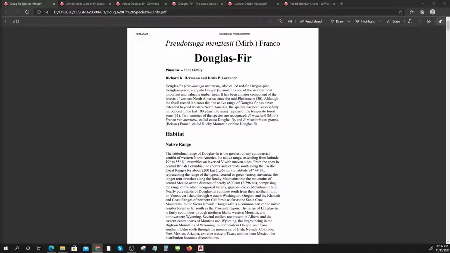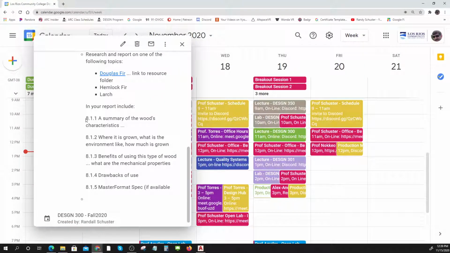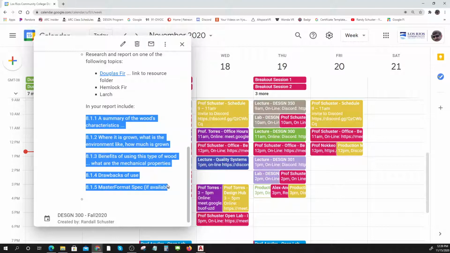You should make a summary of the wood's characteristics, where it is grown, what the environment is like, how much is grown, benefits of using this type of wood, the mechanical properties. That might be up in the wood's characteristics, but maybe down here, drawbacks of use and master format spec. Okay, so those you would see right here. And they're also on Canvas, but that's what we're going to look at.